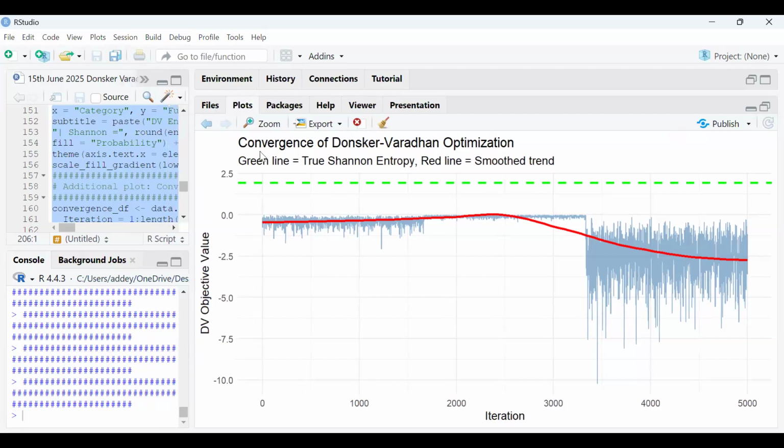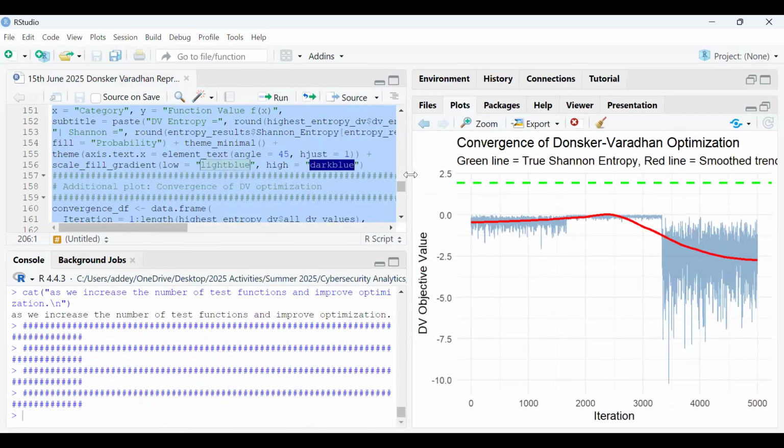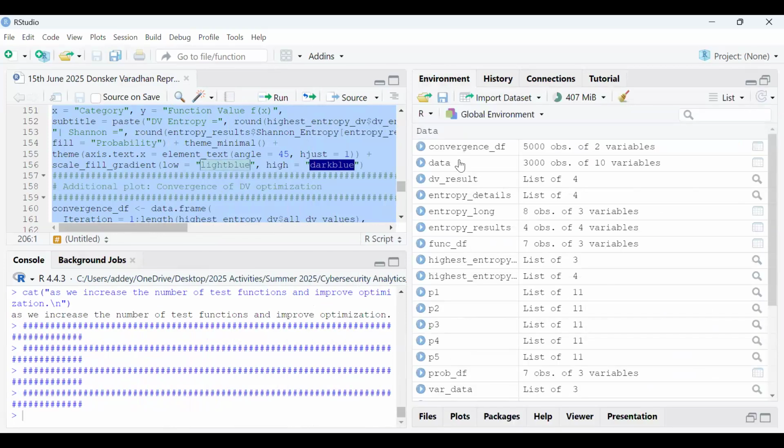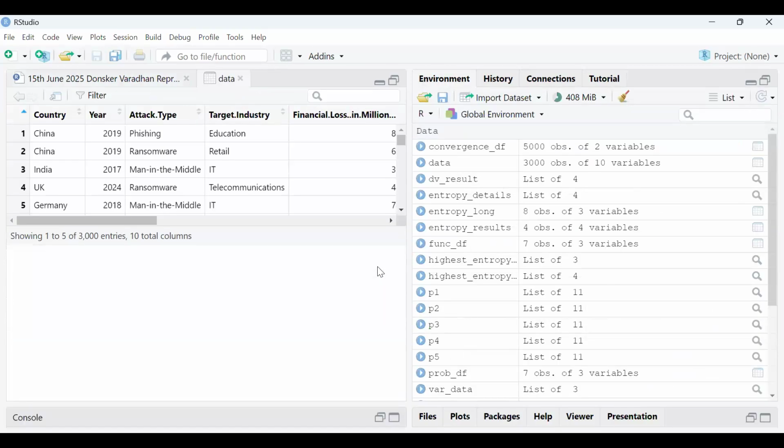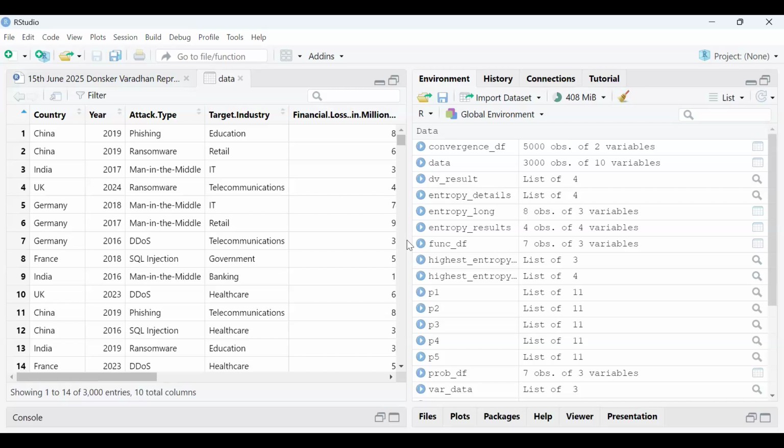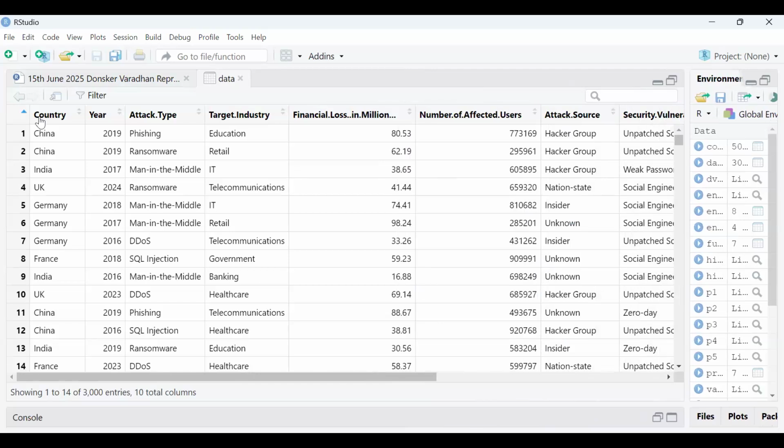So this is an illustration of measuring entropy in cyber security data. And the data that was used, we can see the components of the data here. So what we see is that the data has different countries. The data also has the years. The data has the attack type. The data has the target industry. And then we are also seeing the financial loss in millions.